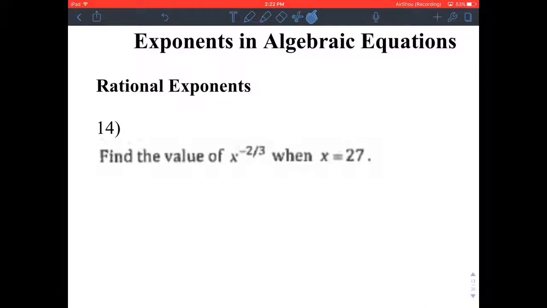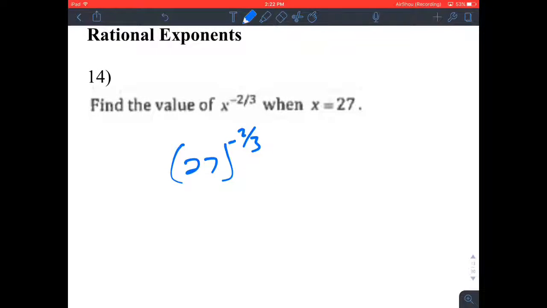Exponents in algebraic equations. I guess this one here doesn't actually have that. It's just a rational exponent. Find the value of x to the negative 2/3 if x is 27. So we're going to substitute 27 in. Then we're going to use our properties that we just discussed at the beginning of this lesson. Do this in lots of different orders. Let's say that we want to change this to a radical form first. It's going to be the cubed root of 27 to the negative 2. This negative can go on the top or the bottom, so it could go with the 2 or the 3.